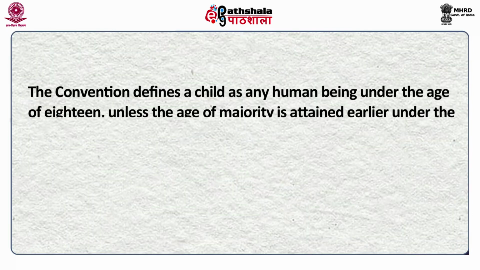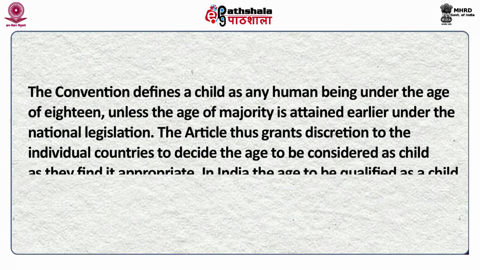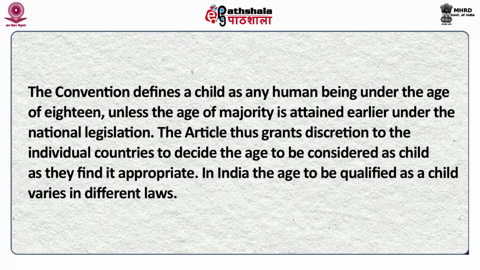The Convention defines a child as any human being under the age of 18 unless the age of majority is attained earlier under the national legislation. The article thus grants discretion to the individual country to decide the age to be considered as a child as they find appropriate. In India, the age to qualify as a child varies in different laws. It is the first covenant which explicitly recognizes children as social actors and active rights bearers. CRC puts the primary responsibility of rearing children on the guardian and caregiver, which will be supported by the state.